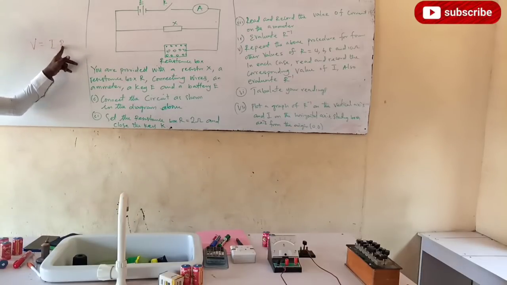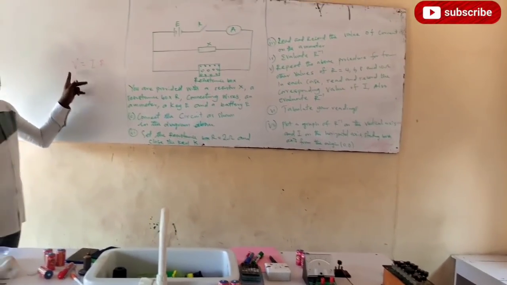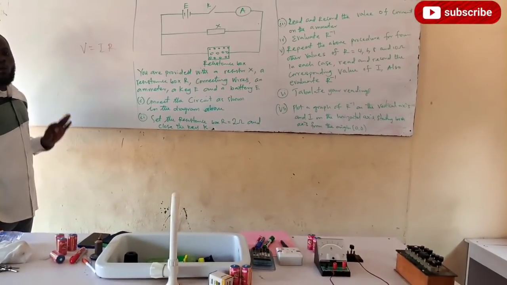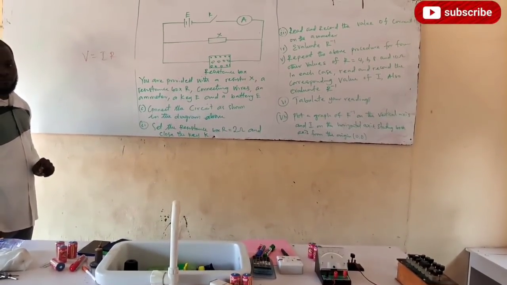Now, if resistance is constant, whenever you increase the voltage, the current would also increase. If the resistance is constant, whenever you increase the current, the voltage will also increase. Why? They are directly proportional to each other.